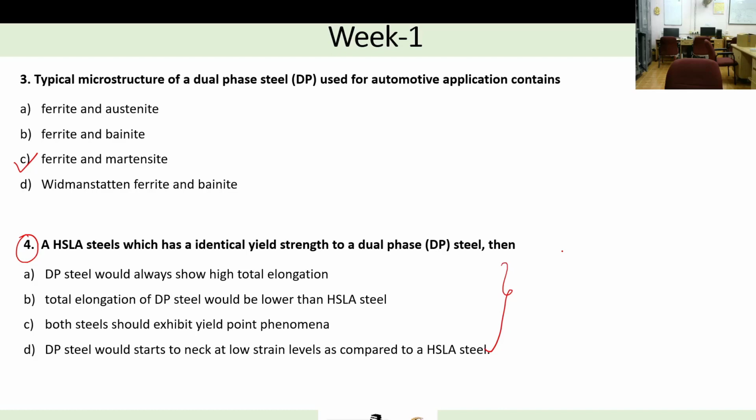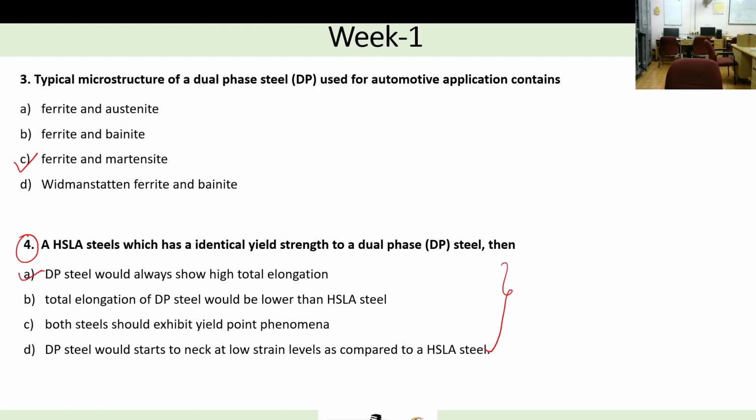Yeah guys, comment your answer if you know. Don't worry if it is wrong also, then it's fine. Don't worry. We are here to learn something. You can type your answer based on your understanding, and if it is wrong, we will discuss. Yeah, Sanjeet and Arvind got it right. DP steel would always show higher total elongation.